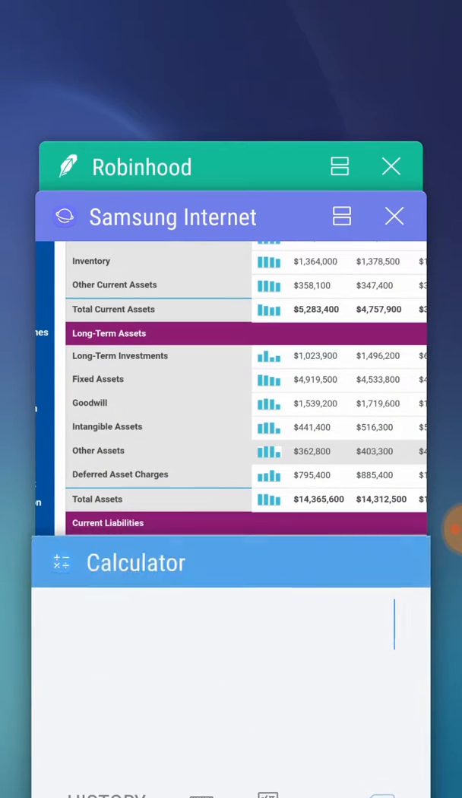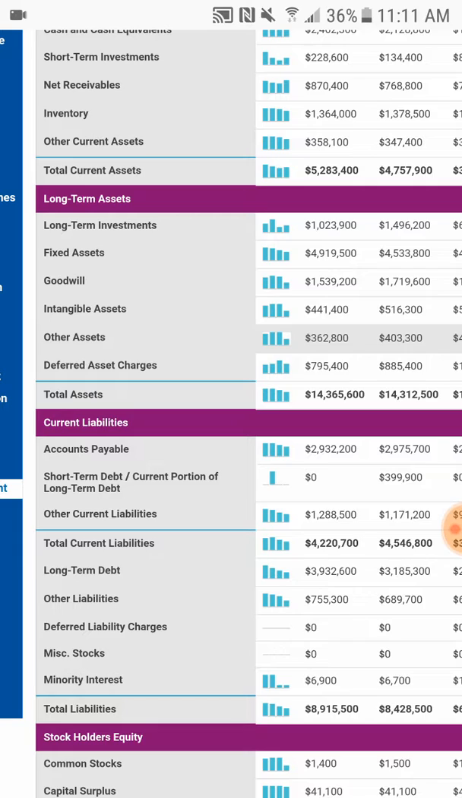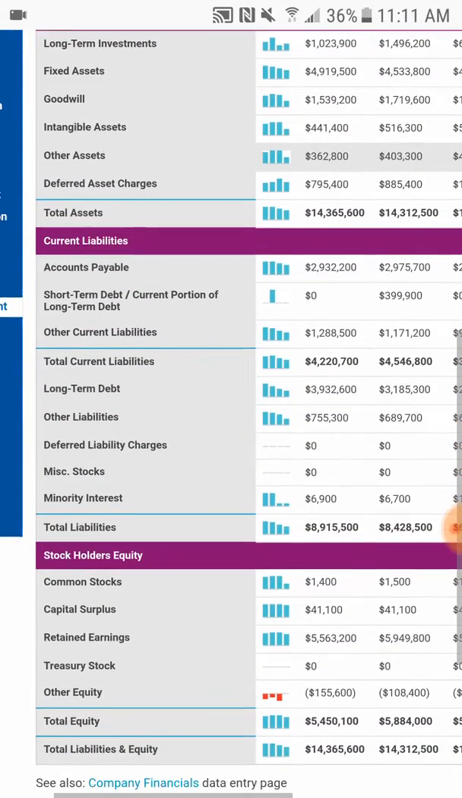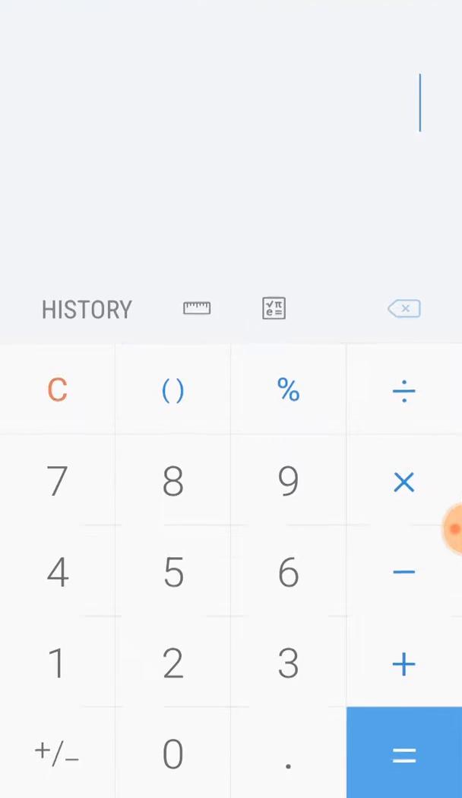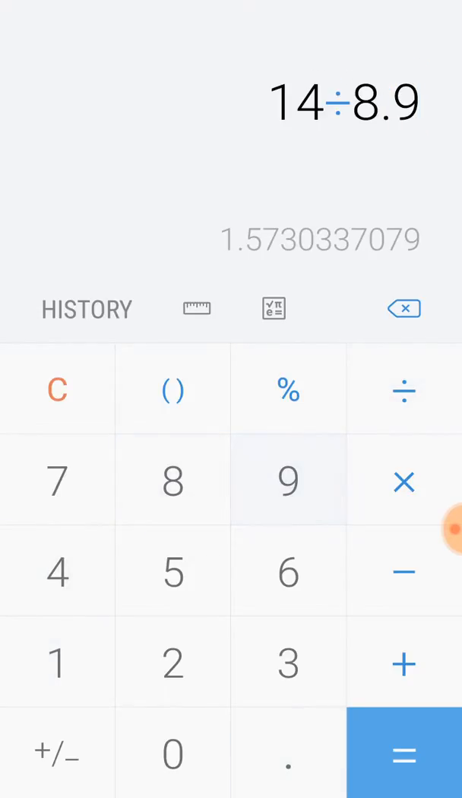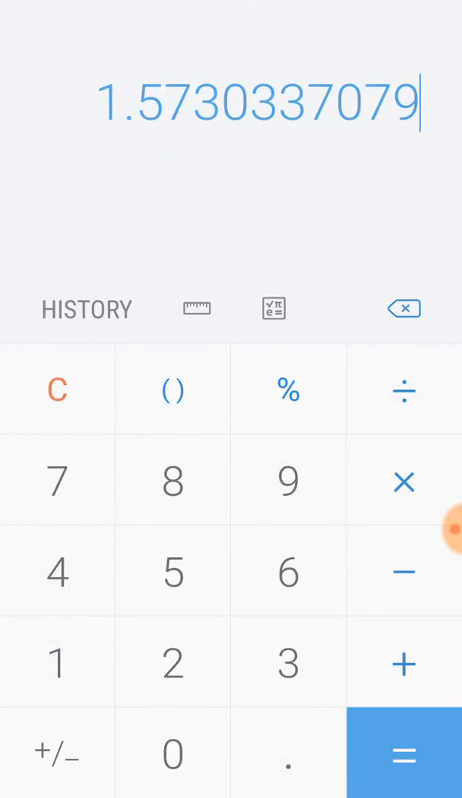Now, if you look at all their assets, which is 14 billion, and compare that to all their liabilities, that's 8.9 billion. If you wanted to bump that up to 9 billion to really mess with the company, see how good it is, then you could check the numbers that way. But let's just go ahead and take that 8.9. And we have 1.5 times, almost 1.6 times, which is better than Apple.